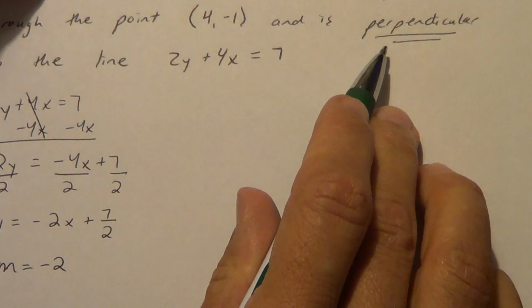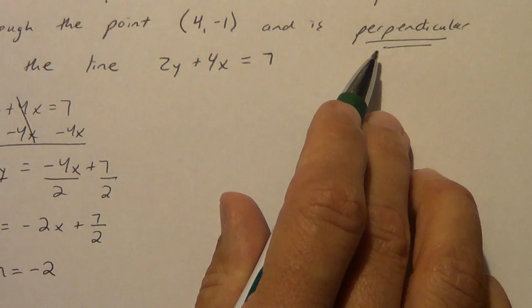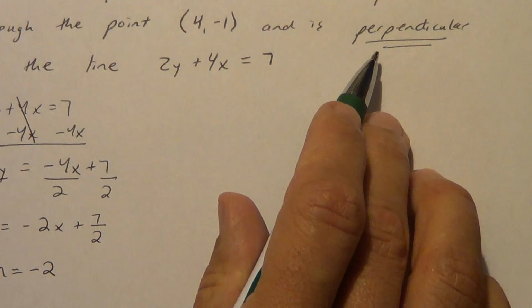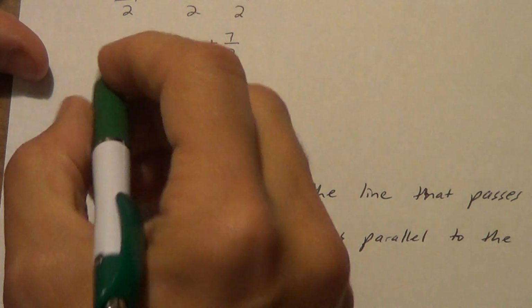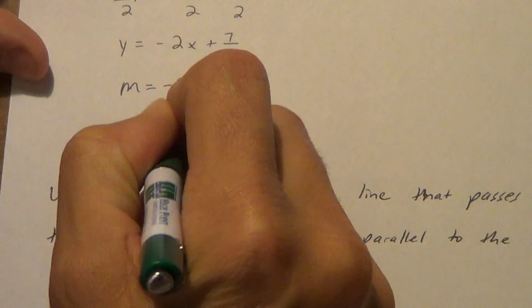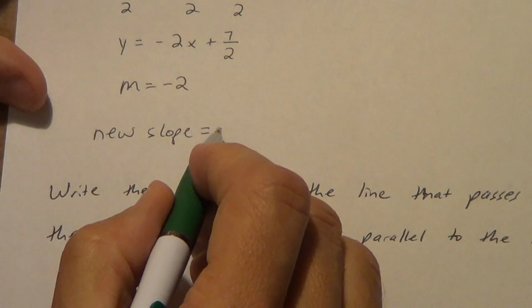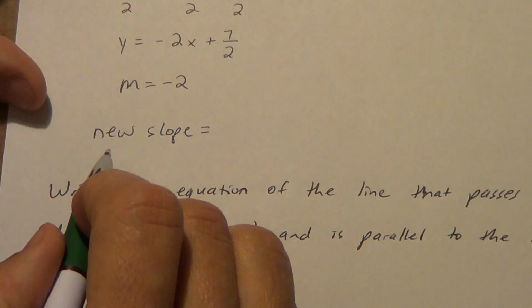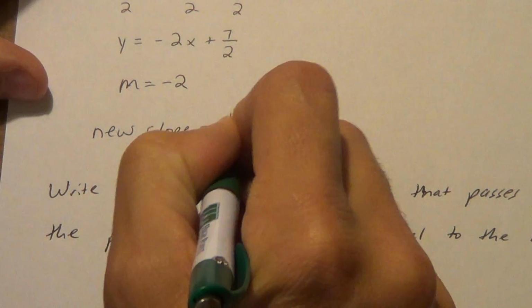But that's not the m we're going to use in the problem, because remember, this is perpendicular. Okay, we talked about perpendicular slopes, and perpendicular lines have slopes that are opposite reciprocals. So what's the opposite reciprocal of this? So my new slope. Well, opposite of a negative makes it a positive. What's the reciprocal of 2? Well, 2 is 2 over 1. So the reciprocal of that is going to be 1/2.